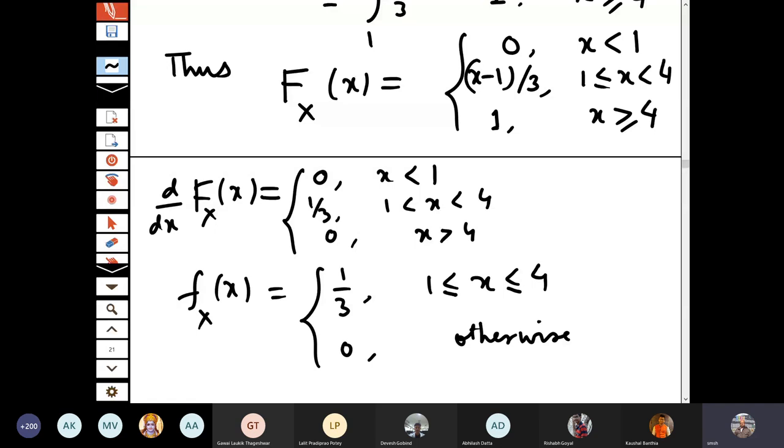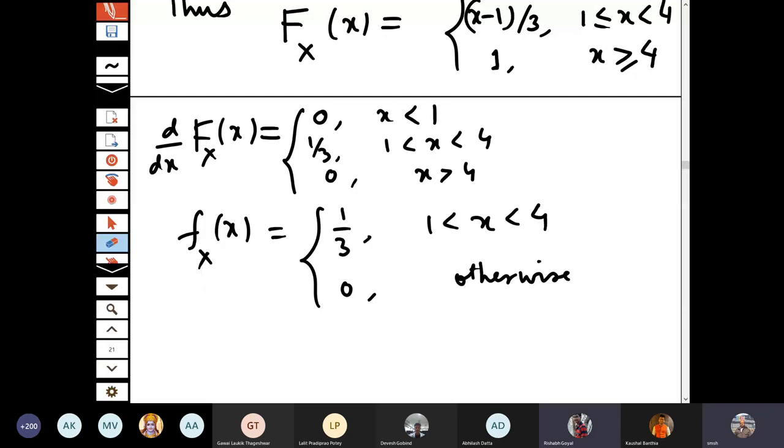That means if I calculate the probabilities of any intervals, there will be no change. If I put 1 less than or equal to x less than 4, then also there is no change. If I put 1 less than x less than or equal to 4, then also there is no change. And if I put 1 less than x less than 4, then also there is no change. So I hope this exercise is clear to all of you. Yes, sir. Is it okay?